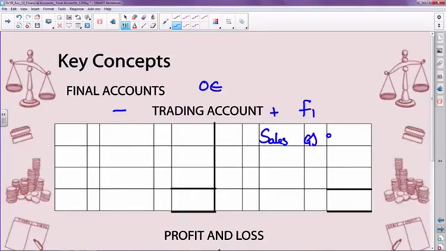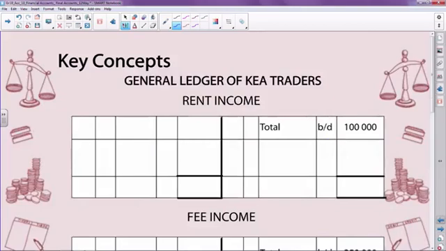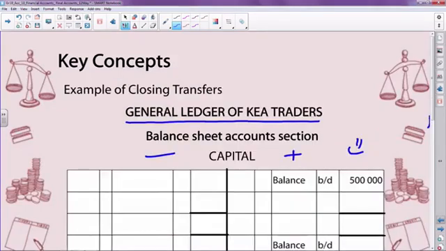Step number 2, 920,000. So we've done step 1, we've done step 2. What's step 3? Cost of sales. Where do I take cost of sales? Also to your trading account. So let's go and look at your cost of sales.